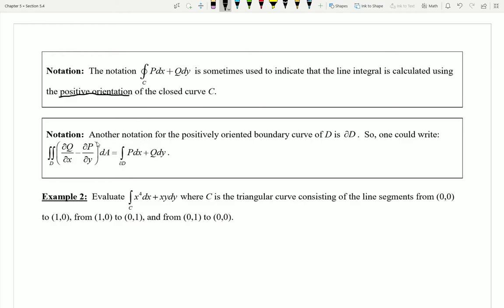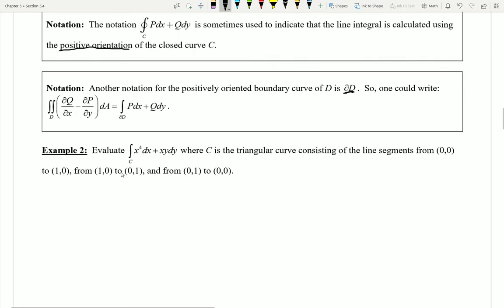Some other notation is that a positively oriented boundary curve of D is sometimes referred to as this kind of partial D symbol that we have listed here. So when I am dealing with this symbol down here, notice I'm substituting that in place of C because this is saying the boundary of the region D. That partial symbol is oftentimes used to help indicate a boundary. We'll see that coming up in some of the future sections as well.